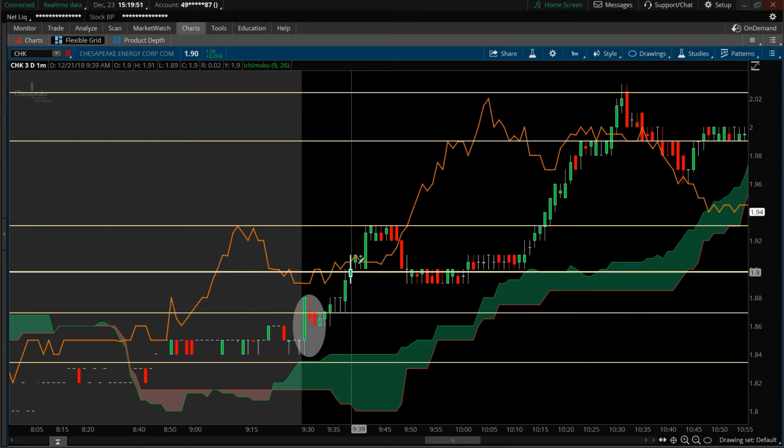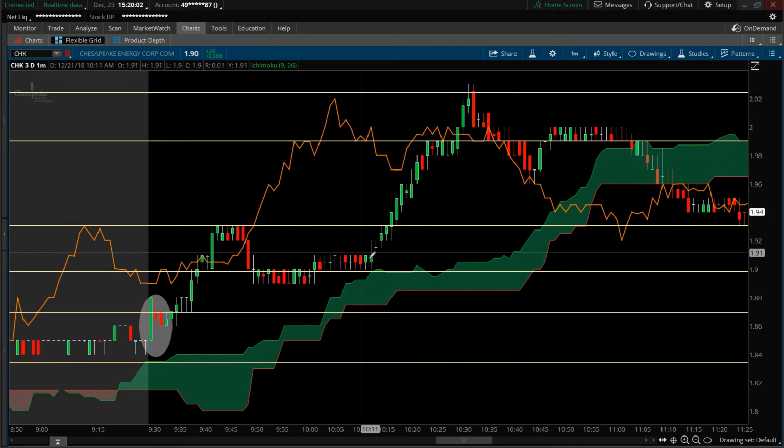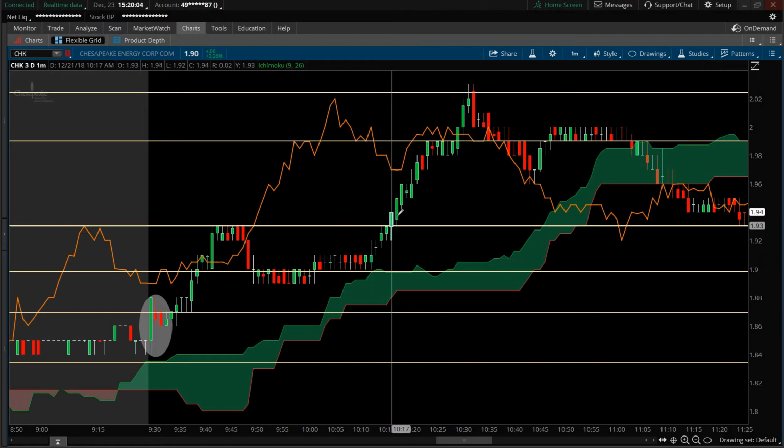Then it runs up, it hits this line. Breaks through it, no big deal, but it comes back to it. So it's kind of respecting this area, and then it takes bat out of hell. So let's say, for example, you want to get into the trade. So you get in around 190, it starts running, it blew right through this one. It didn't even count it anymore.